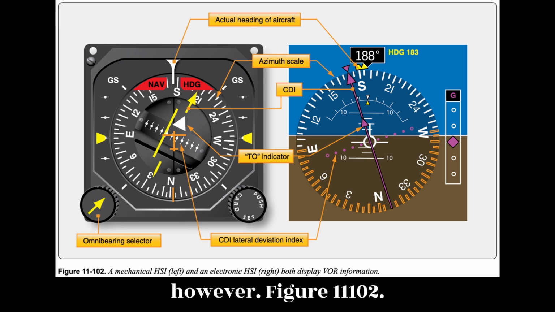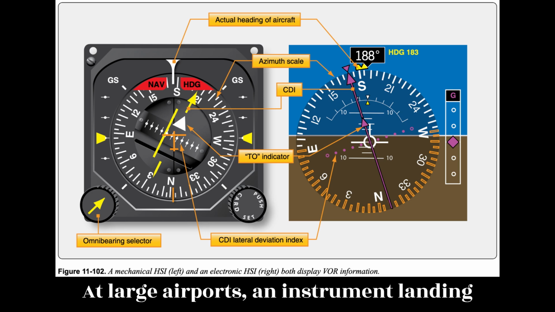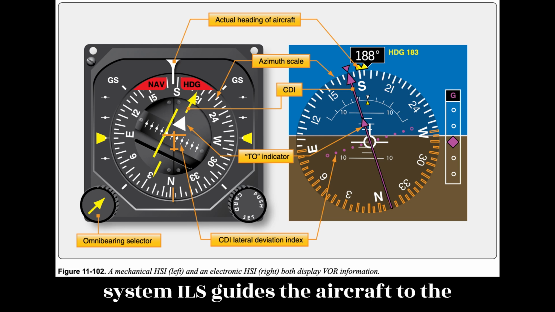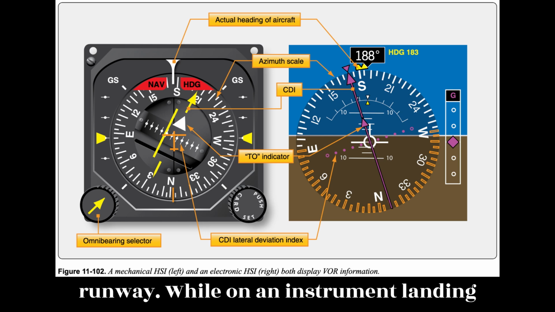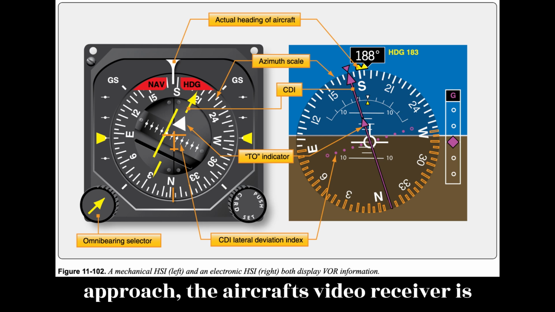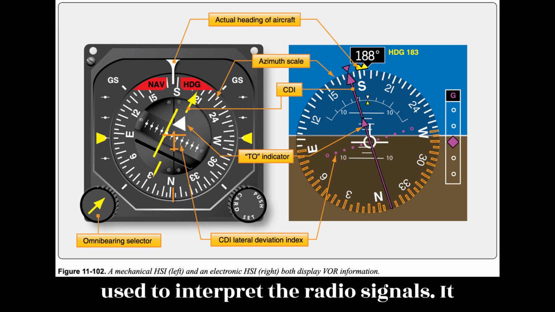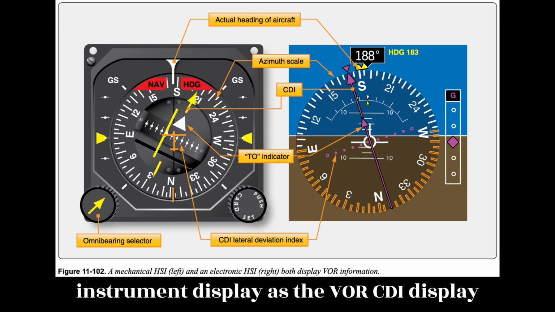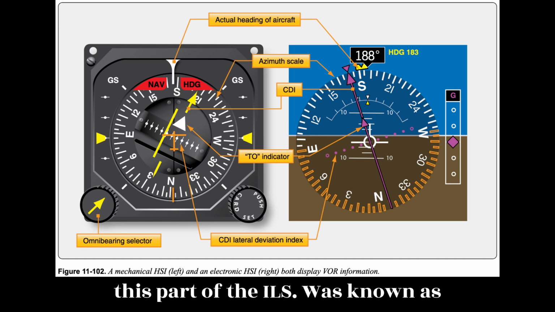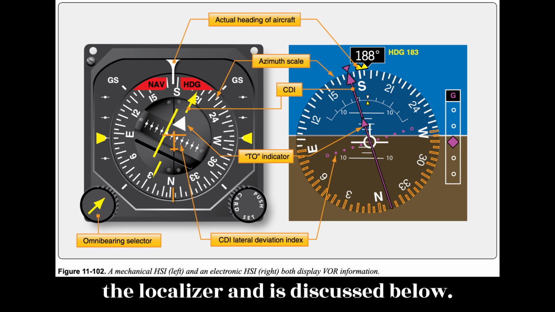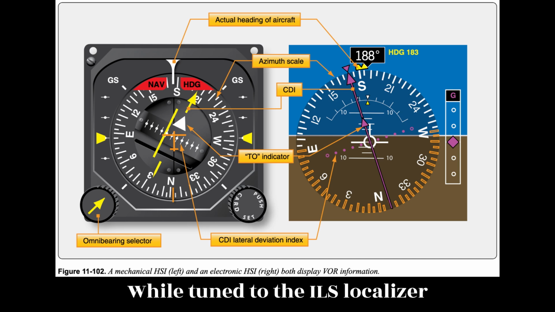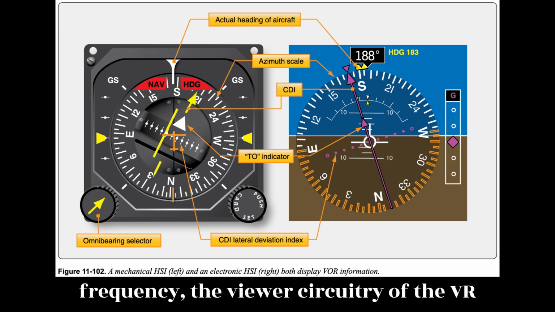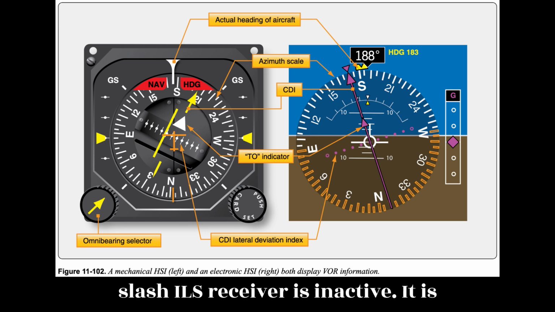Figure 11.102. At large airports, an instrument landing system, ILS, guides the aircraft to the runway while on an instrument landing approach. The aircraft's VOR receiver is used to interpret the radio signals. It produces a more sensitive course deviation indication on the same instrument display as the VOR CDI display. This part of the ILS is known as the localizer and is discussed below. While tuned to the ILS localizer frequency, the VOR circuitry of the VOR/ILS receiver is inactive.